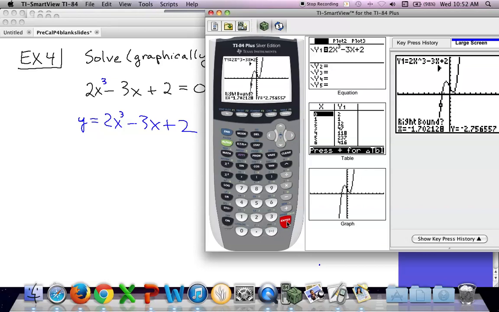Now it's asking for right bound. You can, again, move it with the arrow keys to the right, or you could just enter a value of x that you can see is more than the zero. For example, the zero looks like it's between -1 and -2. I can put in any value. I'll put in 1. Right? I just enter it. I don't need to use the arrow keys. Just enter the x value and hit enter.